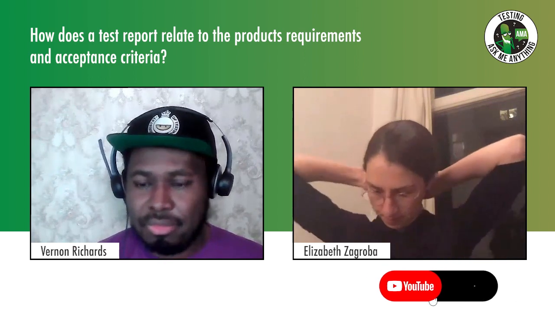How does a test report relate to the product's requirements and acceptance criteria? Yeah, hopefully it does. Hopefully you're paying attention to what the product is and the things that you require of it. And if you're looking at a particular user story, then you're looking at the acceptance criteria, right?